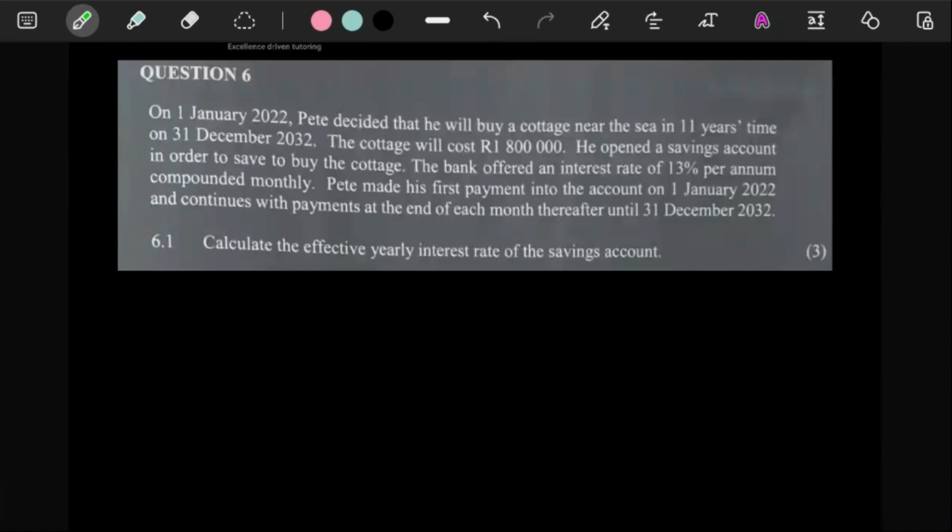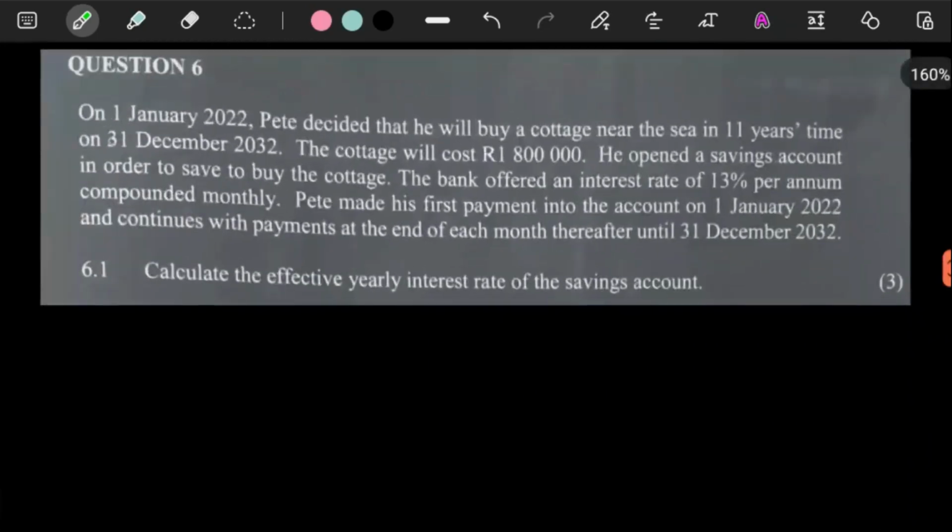Question number 6 is quite interesting. Okay, no, it's not that interesting. It's just financial maths. But it says here, on January the 1st, 2022, Pete decided that he will buy a cottage near the sea in 11 years' time on December the 31st, 2032. The cottage will cost him $1,800,000. He opened a savings account in order to save to buy the cottage.